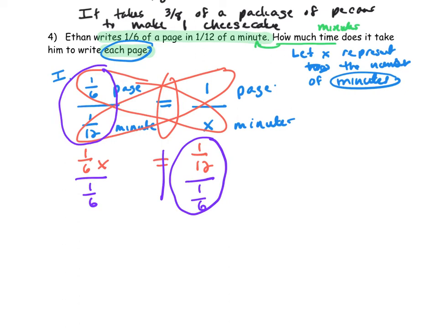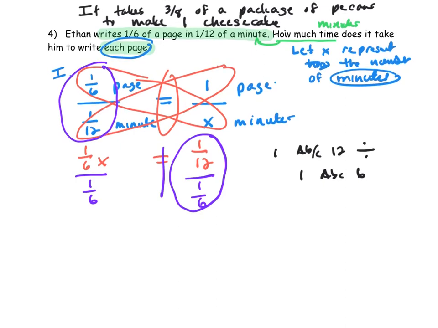So would you pause and use your calculator? You're going to put 1 ABC 12 divided by 1 ABC 6. So pause and do that, please. And it turns out X equals 1/2. So X equals 1/2. And 1/2 what? Well, let's look back at our variable, 1/2 of a minute.